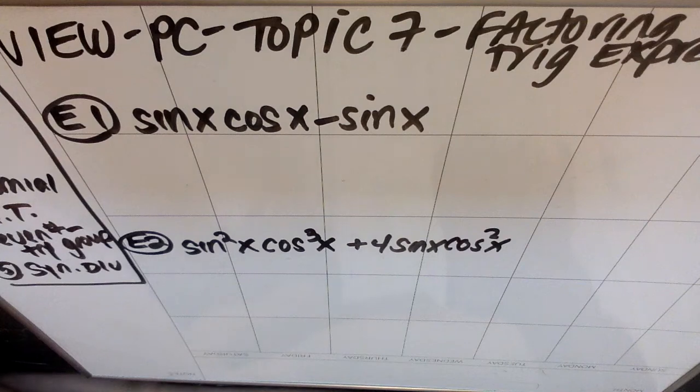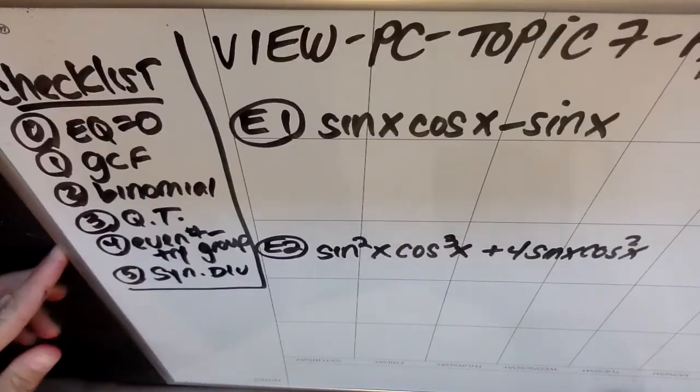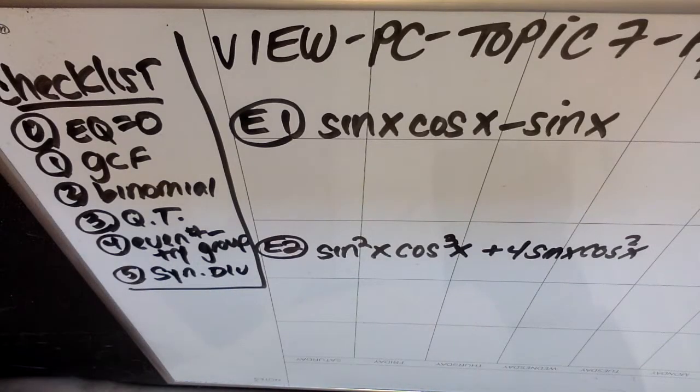This is the View Pre-Calculus course. We're doing topic 7, which is factoring trig expressions. First, a quick reminder: way back when we did factoring as topic 2, I gave you a factoring checklist. Step 0 is if it's an equation, which it won't be here because these are all expressions, but if it is an equation, make sure one side equals 0.